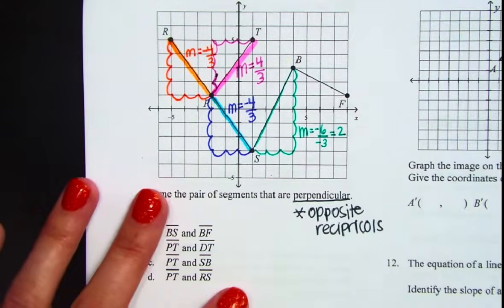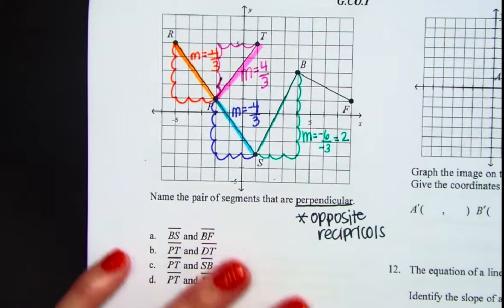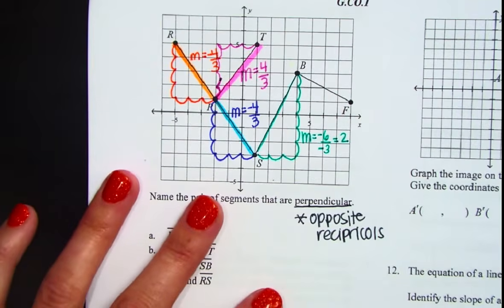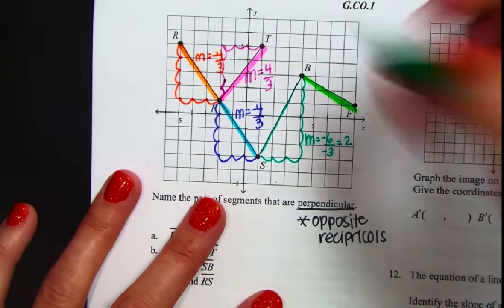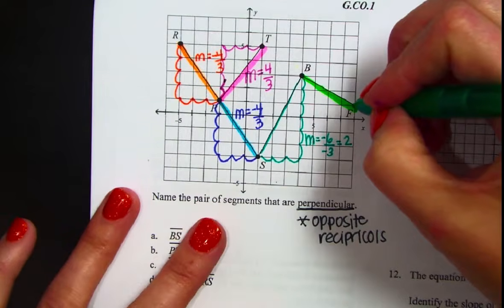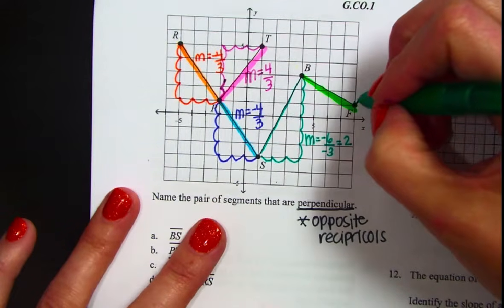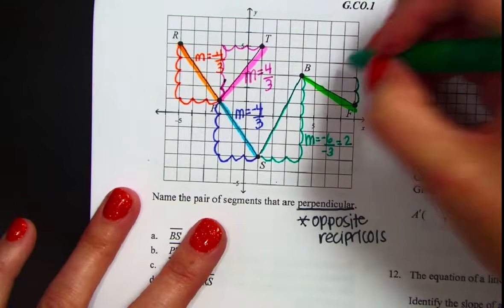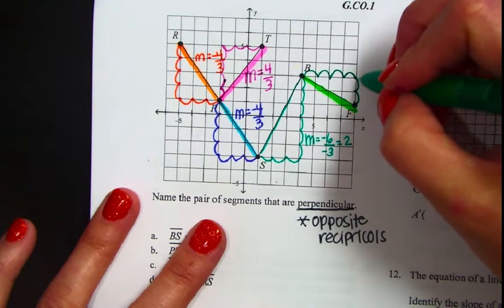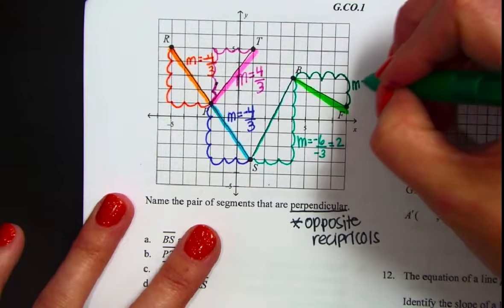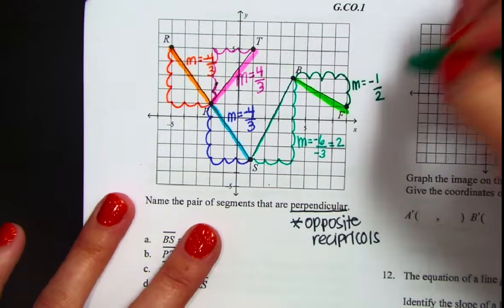And then my last segment is going to have a slope here. Let's calculate. Rise over run. So we're going to rise 2 and run 1, 2, 3, 4. So we went up and to the left, so my slope's going to be -1/2.